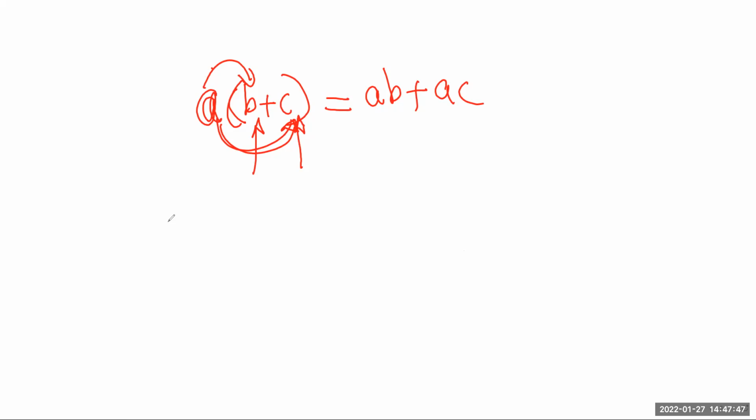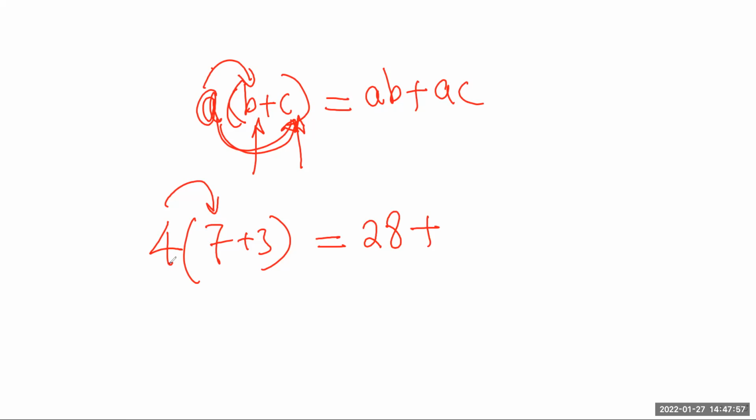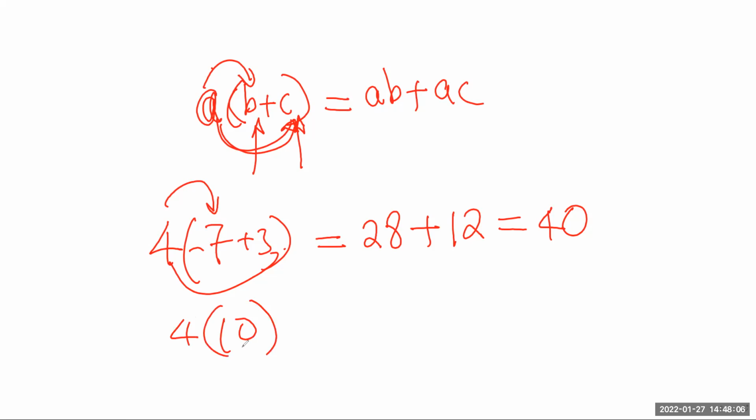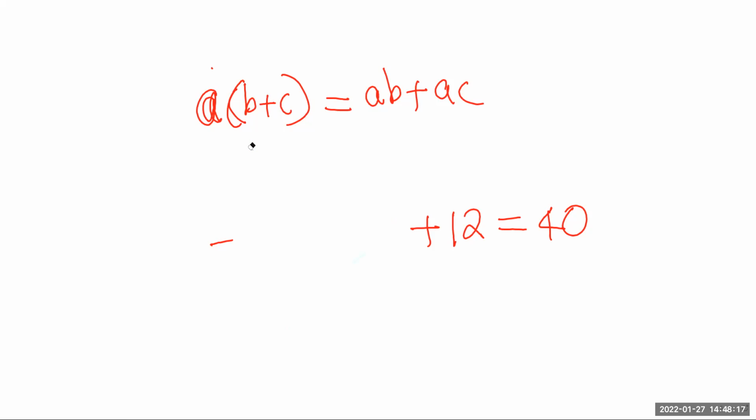So for example, 4 times (7 plus 3) is equal to 4 times 7, which is 28, plus 4 times 3, which is 12. That gives us 40. Or you can say 7 plus 3 is 10, and 4 times 10 is 40. That makes total sense. So this is called the distributive property, and later on you'll see that it is very, very useful.